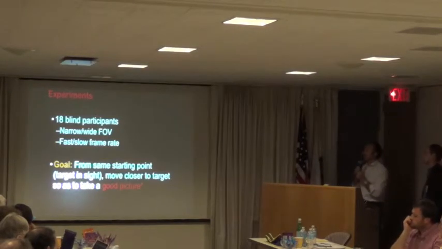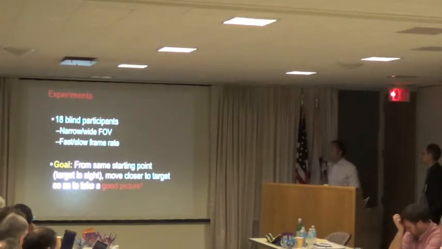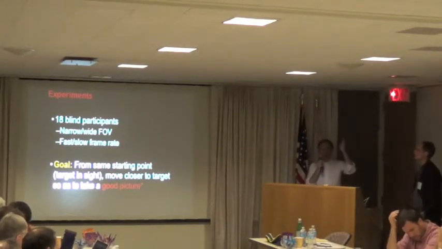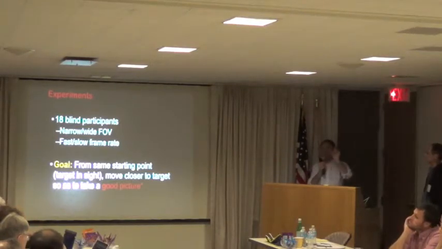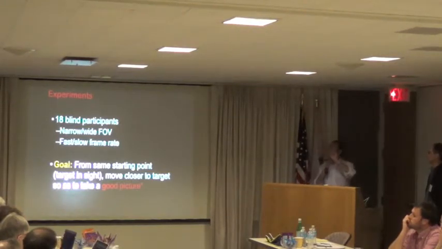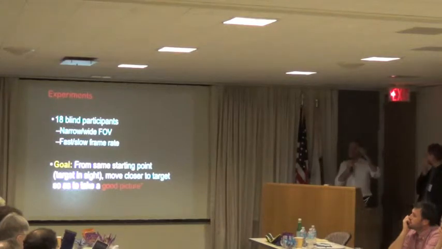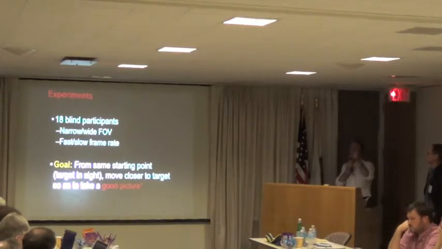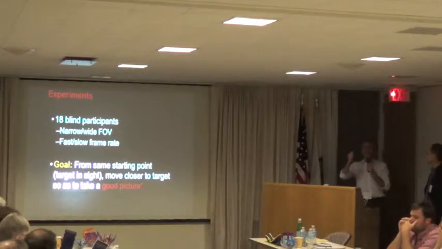Now, user interface, first about the experiment. We had 18 blind participants on 2 different sites. It was a within subject test. Each participant, one of whom is in this room, by the way, tested with narrow and wide field of view and with fast and slow frame rate. And the goal of this test were starting from the same starting point, which is about 1.5 meters from the target, somewhere where the cell phone will beep right away because it sees it. We asked the participant to walk towards the target and to take a good picture of it.